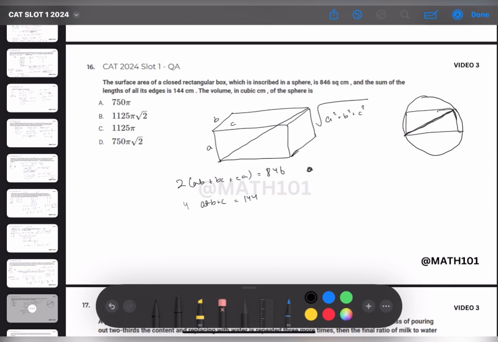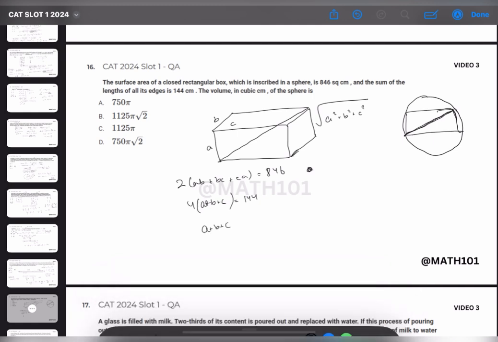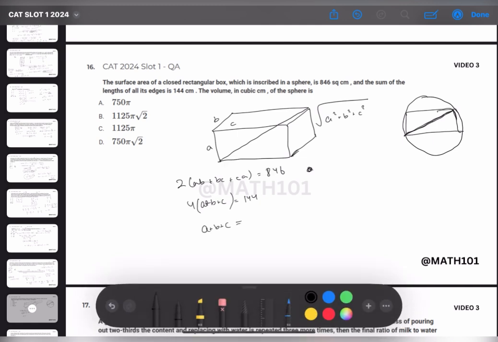This is 4 times a plus b plus c, because a is counted 4 times. So basically the perimeter of this closed box is 4 times the sum of all the sides. So a is 4 times, b is 4 times, c is 4 times, which means a plus b plus c is equal to 36.